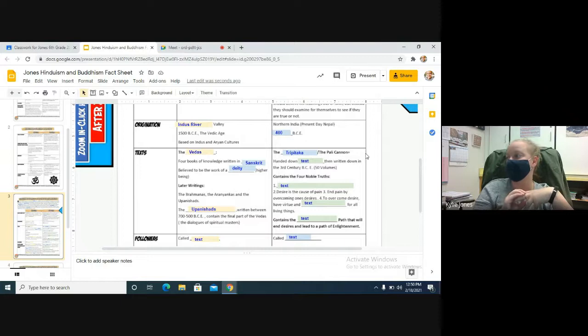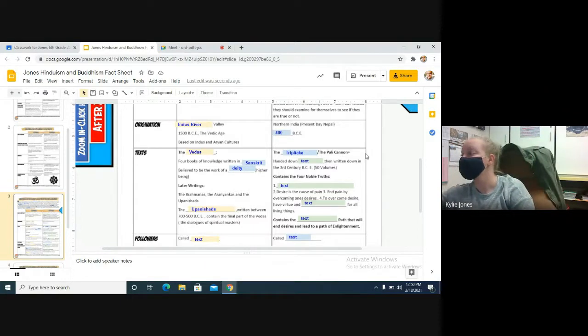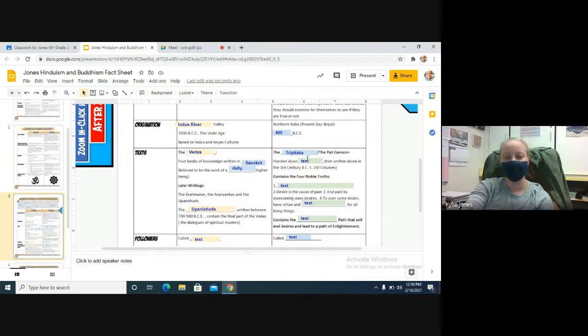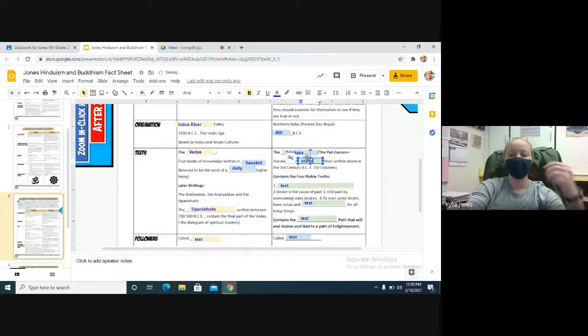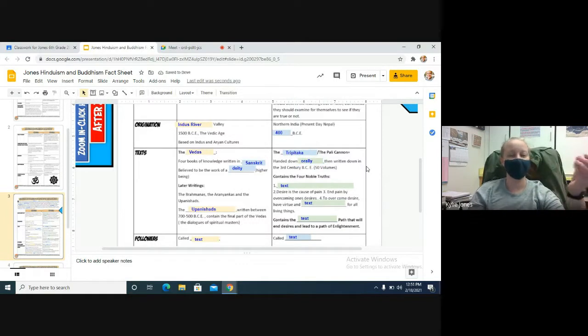All right. And these were handed down blank and then written down in the 3rd century. So orally, O-R-A-L-L-Y. That means that they were spoken out loud first and then finally written down in the 3rd century. So they were passed down by just telling stories originally. Probably because people didn't have the ability to write yet, so they just spoke the history of the religion first, and then eventually were able to write it all down.